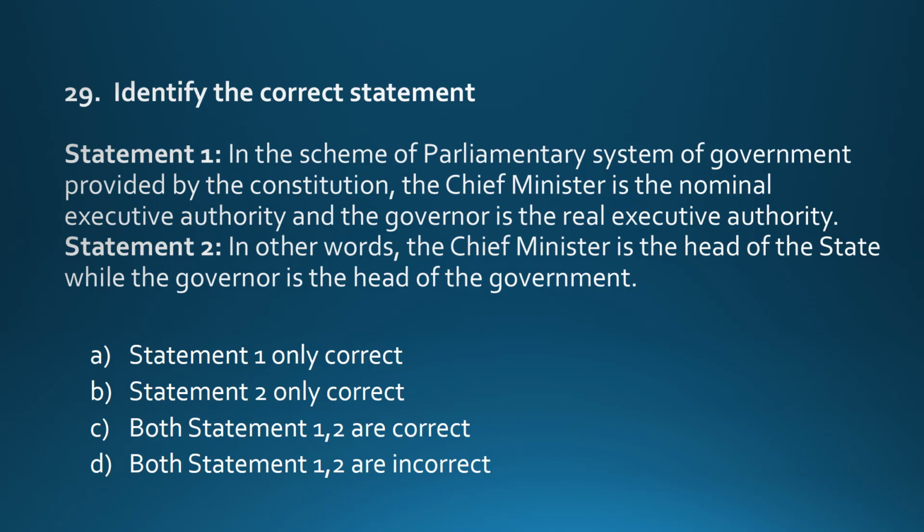Correct answer is option D. Both statement 1 2 are incorrect. Here, in statement 1, the chief minister and the governor are to be interchanged. Likewise, in statement 2, the chief minister and the governor are to be interchanged. Correct answer is option D. Both statement 1 2 are incorrect.